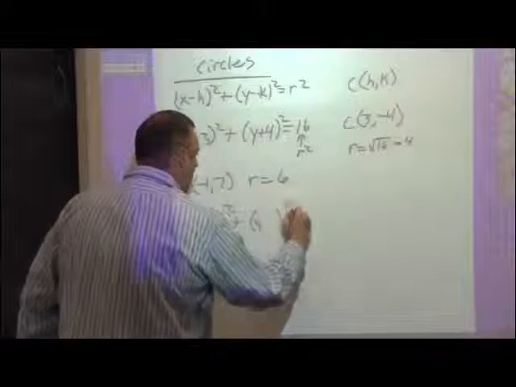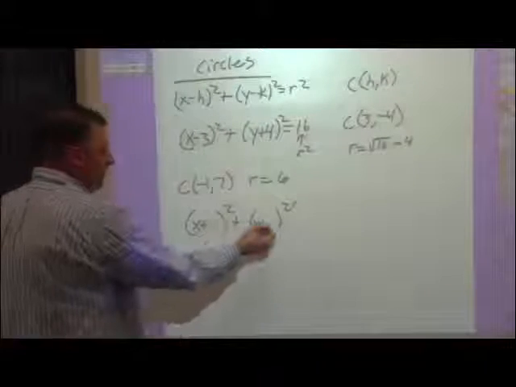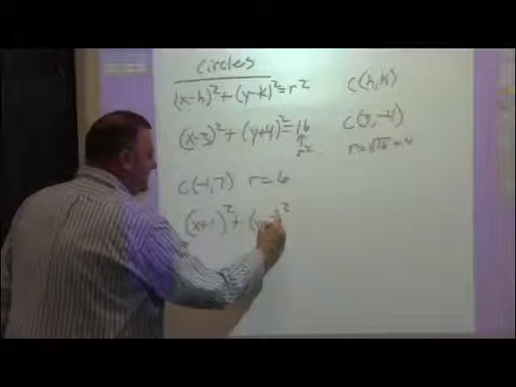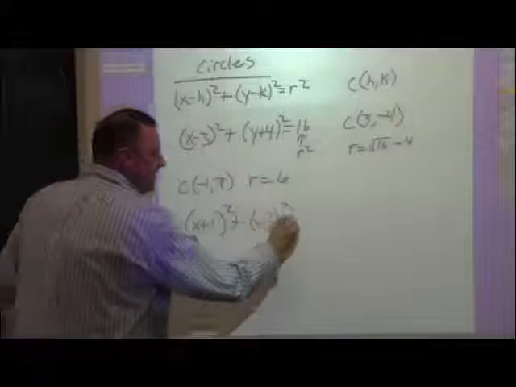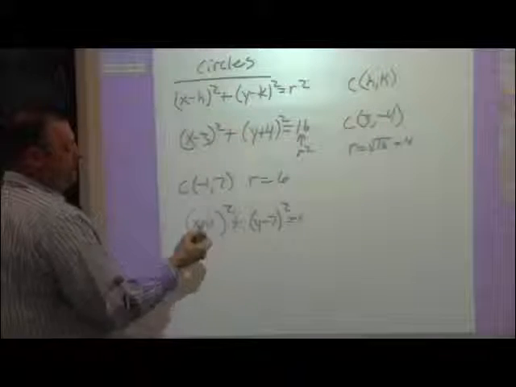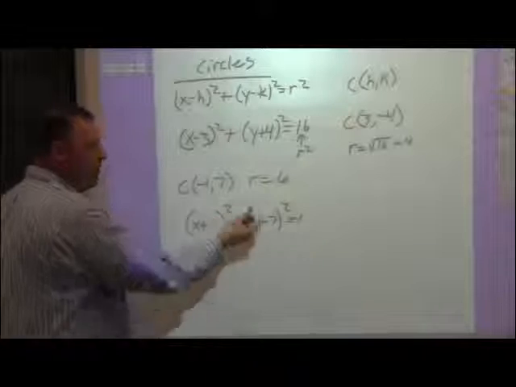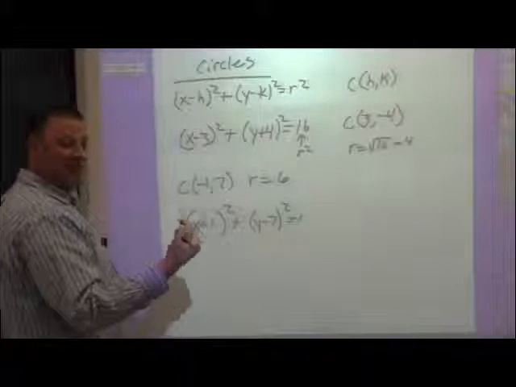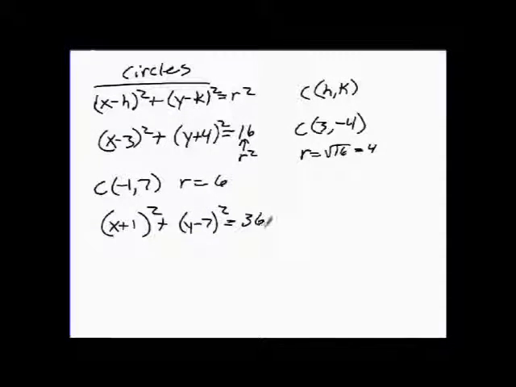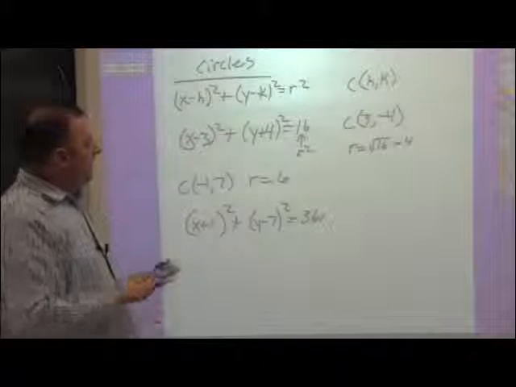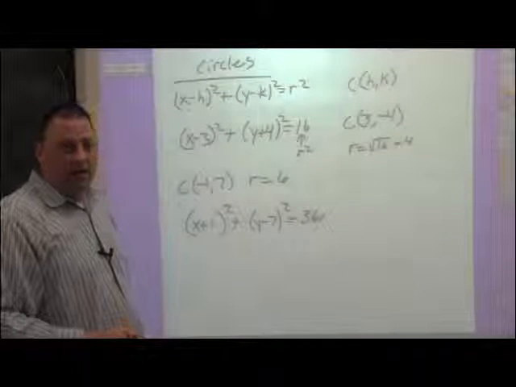Same kind of idea with the y. Would I put a positive 7? No. You would have to put a minus 7, just the opposite of that number, equals. Then don't forget, it's r squared. What's r in this case? They told you 6. What's 6 squared? 36. That's about all you really need to know about circles.